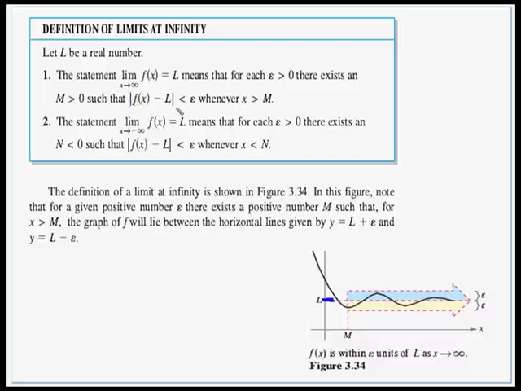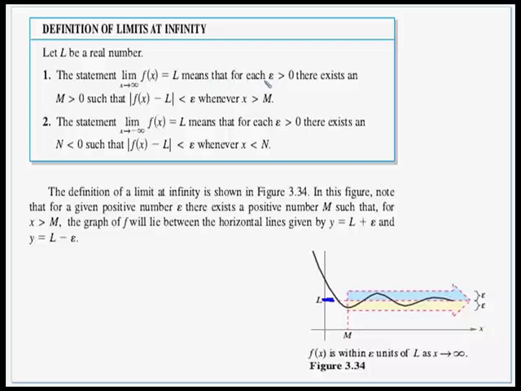Such that the absolute value of f of x minus L will be less than epsilon whenever x is greater than M. Now that's quite a mouthful. Well, let's try to break it down a little bit. This just says the limit as we head off to infinity is equal to L. That's this height here on the y-axis.